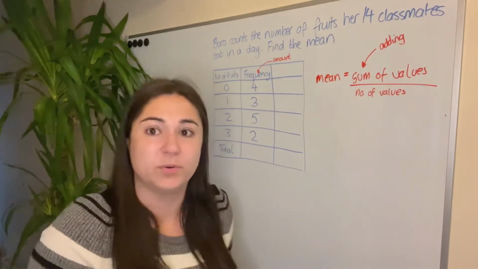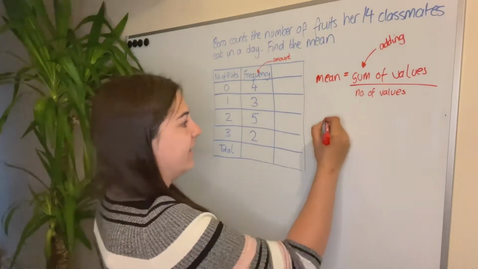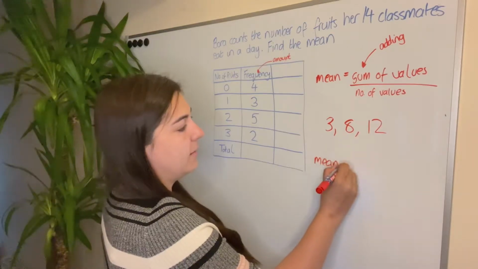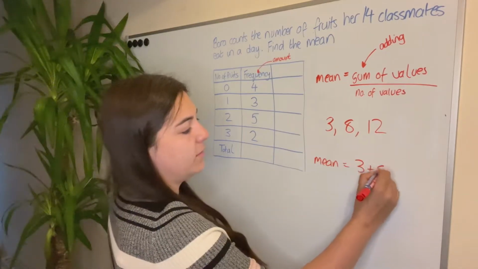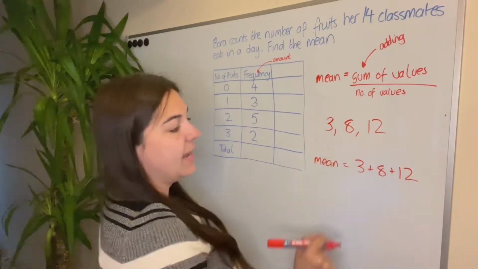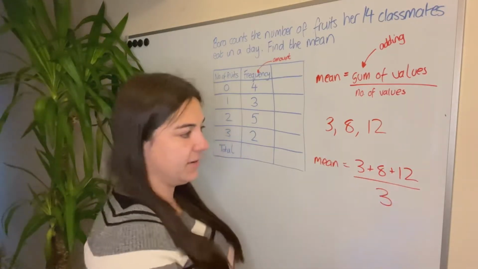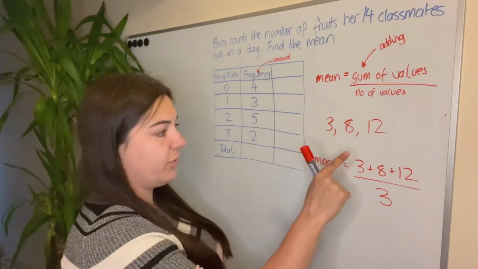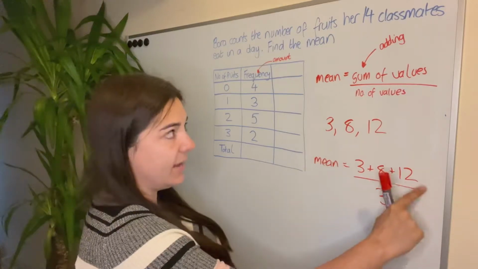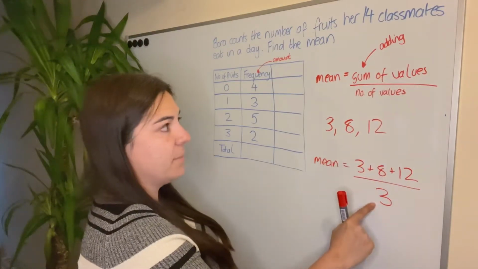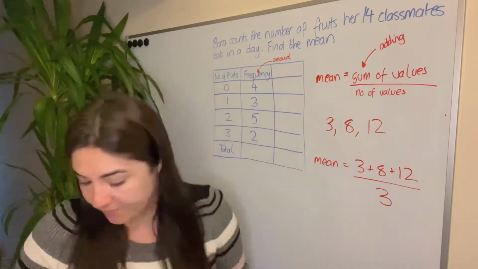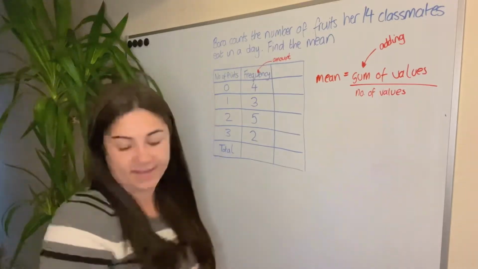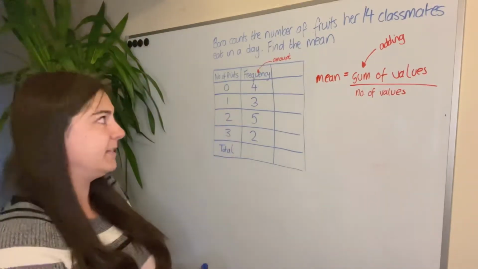So a quick example, just to recap if you've forgotten, if we had, let's say, 3, 8, 12, I would work out the mean by adding the numbers together, 3 plus 8 plus 12, the values, and dividing by how many values I had. Okay, so just a quick recap, to work out the mean, you add all the values together and you divide by the number of values that you have. So let's see if we can apply this to the data in my table.